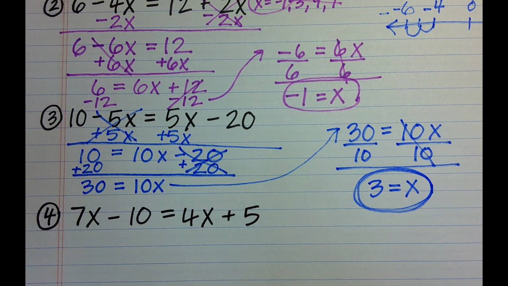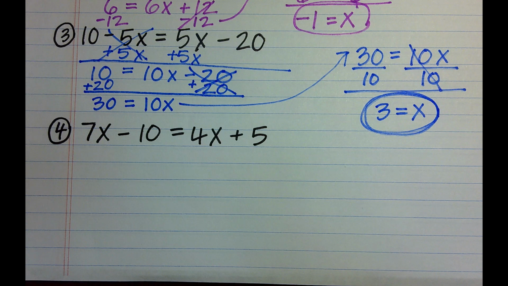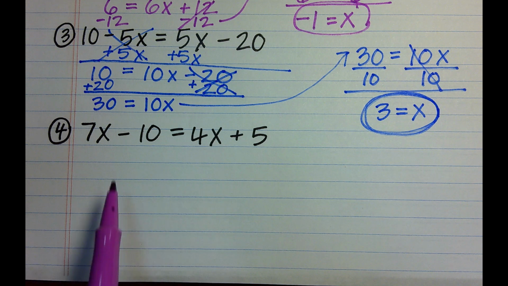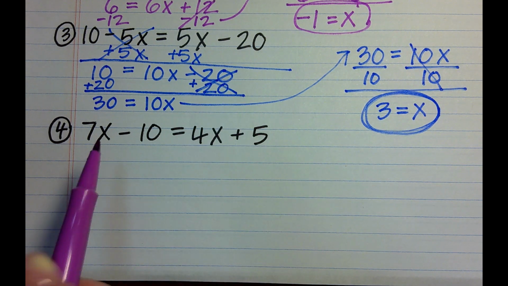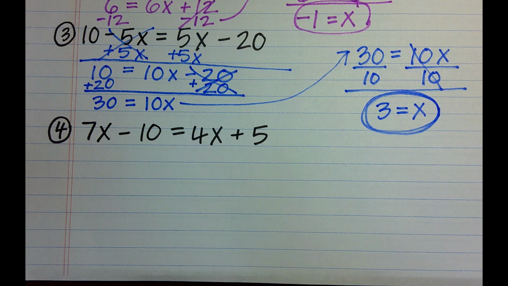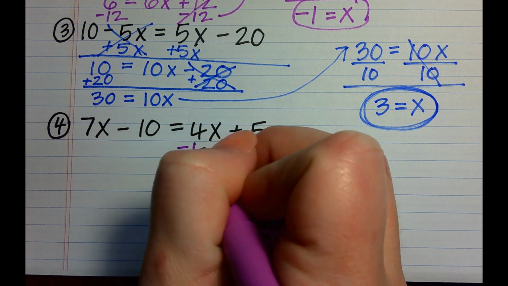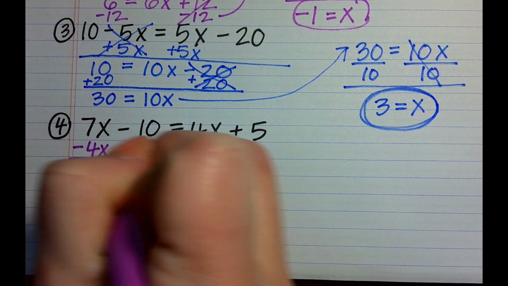You ready for 4? Let's do it. Okay. 7x minus 10 equals 4x plus 5. What's a good first step? Subtract 4x. Yeah, we've got 4x and 7x. A good rule of thumb is let's subtract the smaller one. That's going to keep our numbers positive again. Minus 4x, minus 4x.